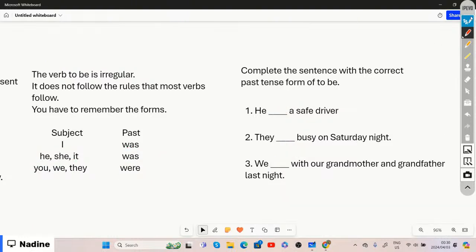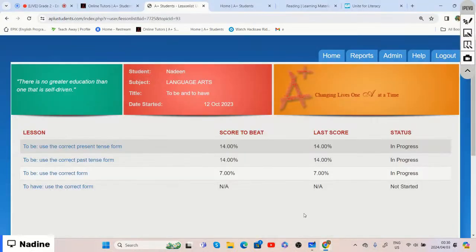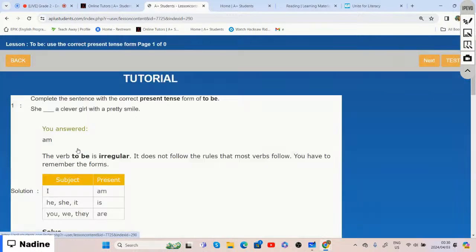All right, and we are doing a tutorial lesson on aplusstudents.ca. And we are doing the chapter of to be and to have. And we're going to the first lesson that says to be, use the correct present tense form. Were is correct. So well done. All right, so we're going to the tutorial lesson now of the present tense form of to be.